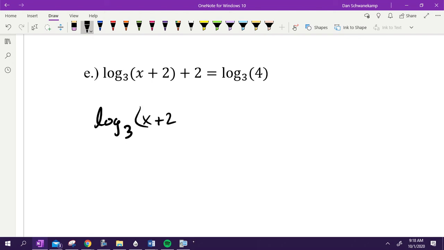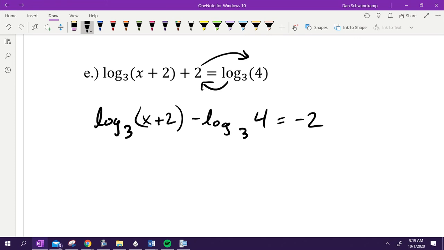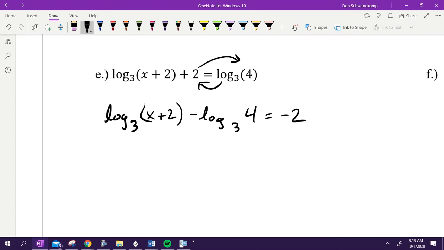Put them on the same side. If you got more than one log and a number, put them on the same side. So we're going to subtract log base 3 of 4 over here. And then we are going to subtract the 2 over here. So basically I put the logs on the same side and the constant on the other side because that's going to allow me to condense now. By moving that over, now I can condense this without as many headaches. So log base 3 just one time. I get x plus 2 all over 4.